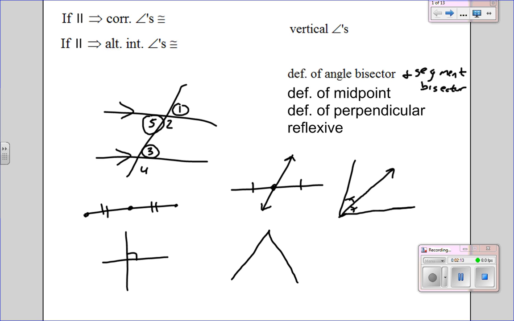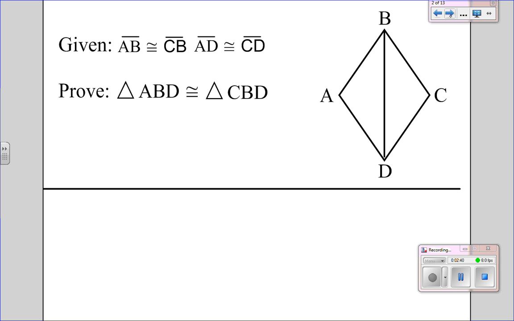And finally, a very commonly used property is the reflexive property. The reflexive property occurs when we have shapes that share a segment or an angle. So in this case, you have two triangles that share this side right here. So this side is congruent to itself by the reflexive property. We're going to use all of these in our proof writing, so make sure you have those in your notes and that you understand what they mean. So let's dive into our first proof.